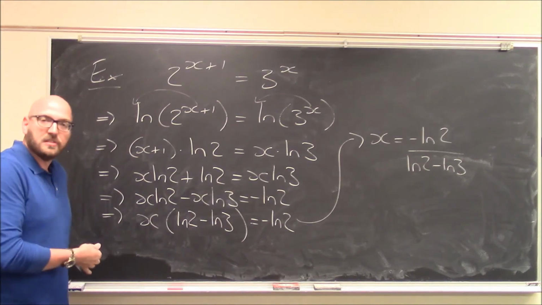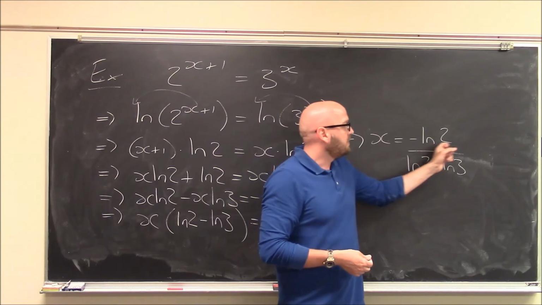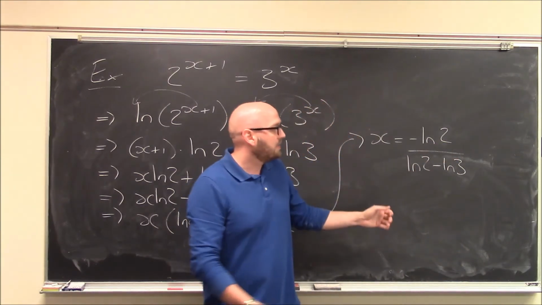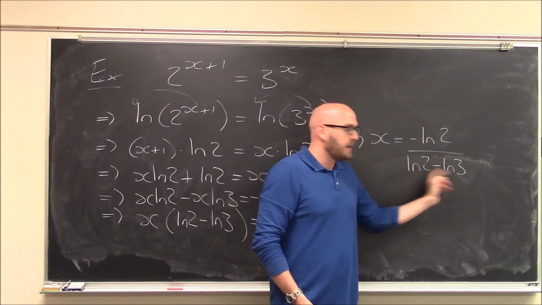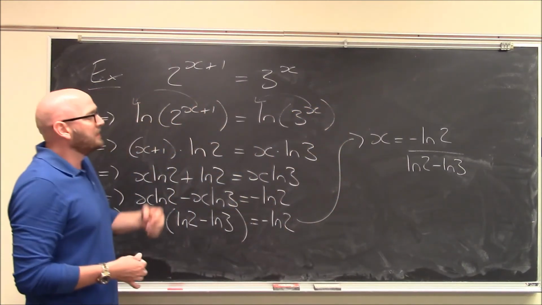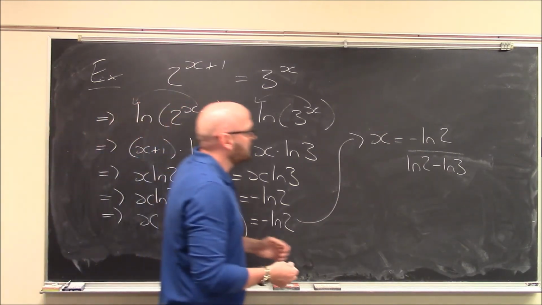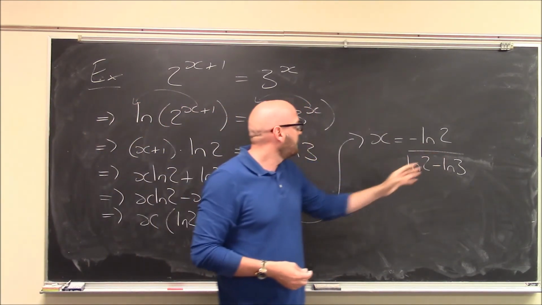Again, don't plug this into a calculator unless my math lab wants an approximation or something. Ln of 2 is a totally valid number, ln of 3 is a totally valid number. I don't have a nice decimal value here to give me an idea of what that number actually is, but it is a completely valid number. This is the exact answer that you should go with.